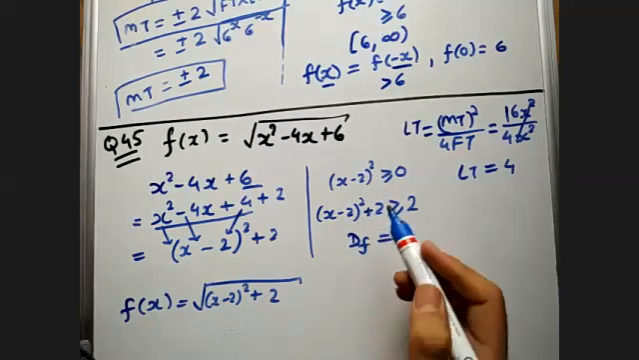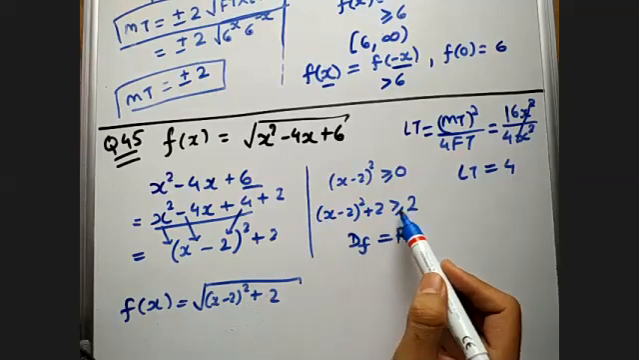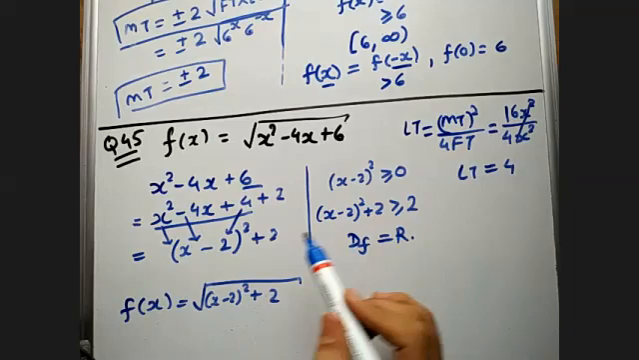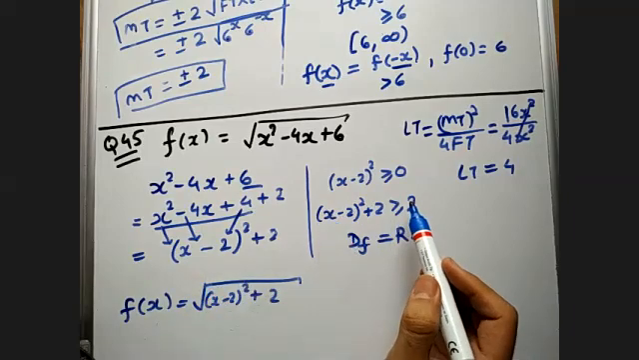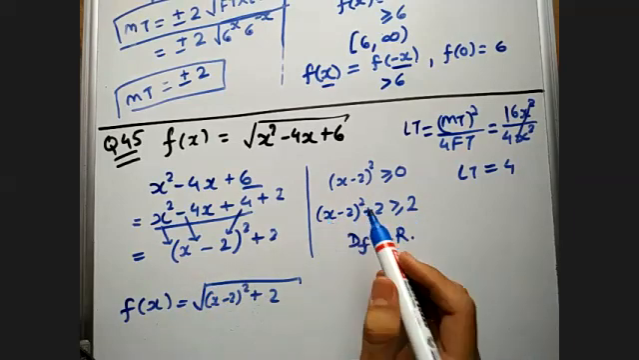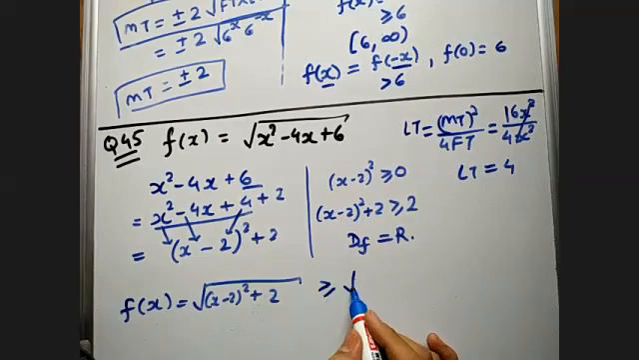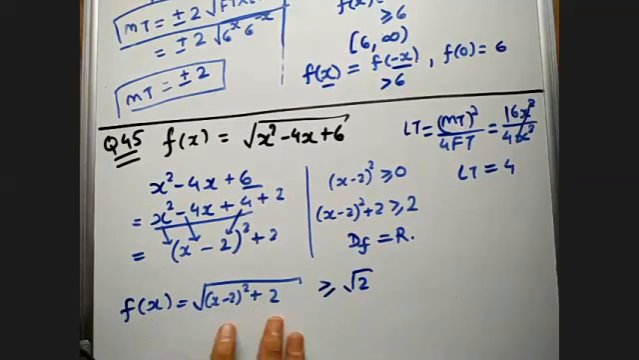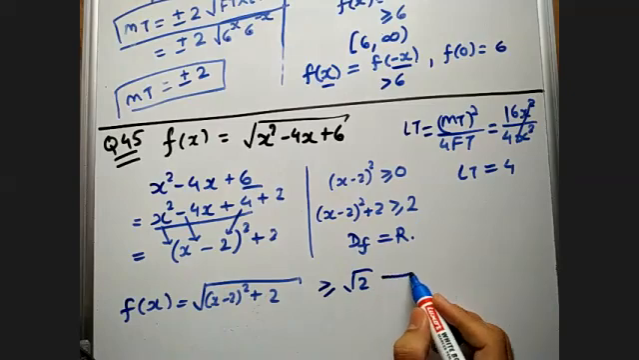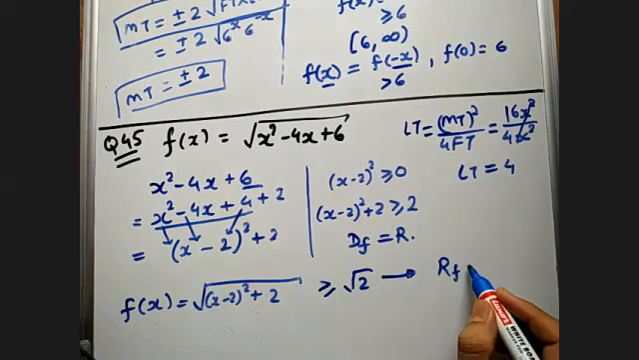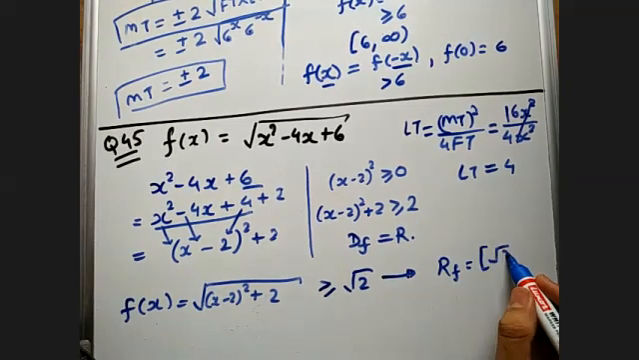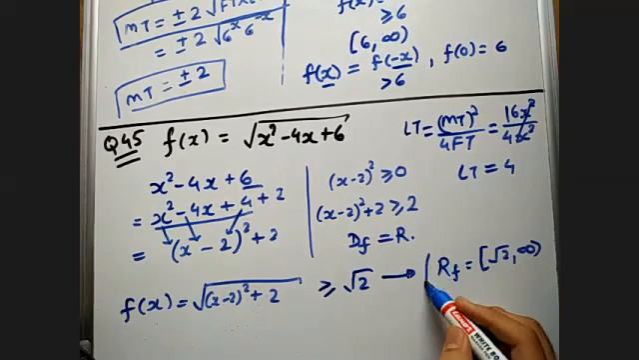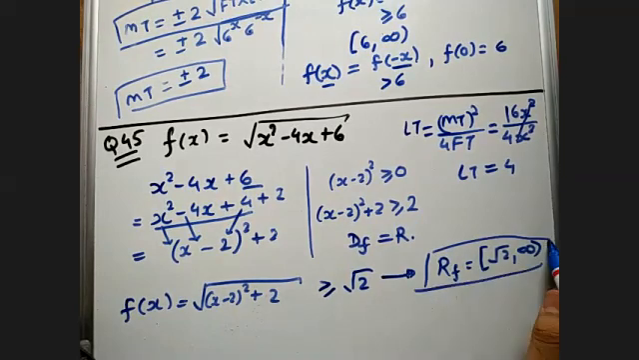Now we know that (x minus 2) whole square plus 2's minimum value is 2. And now I have to take its square root. So the minimum value of its square root will be square root of 2, because the minimum value of this expression is 2. So from here I can say that my range of f will be from square root 2 to infinity. Is it clear? Right.